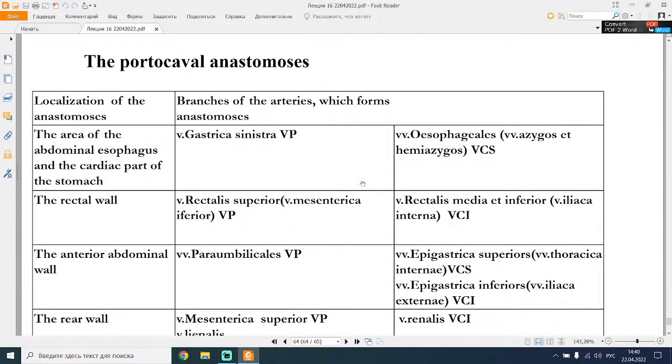This table you will learn at home. This information is important for you.